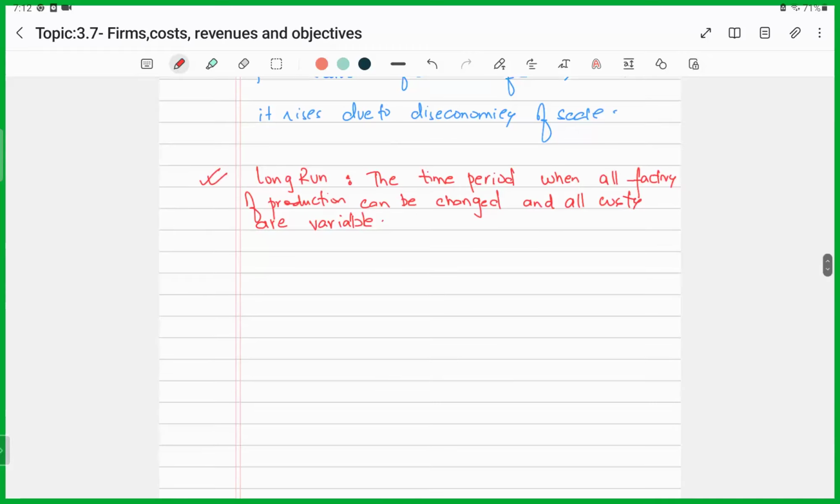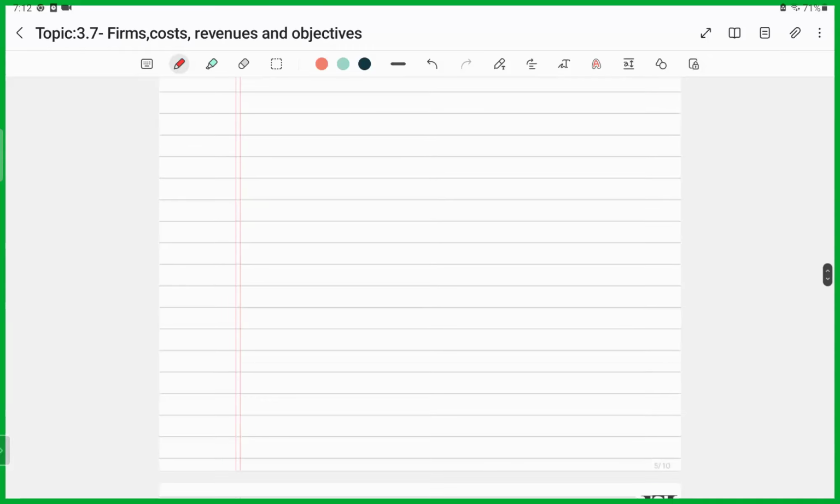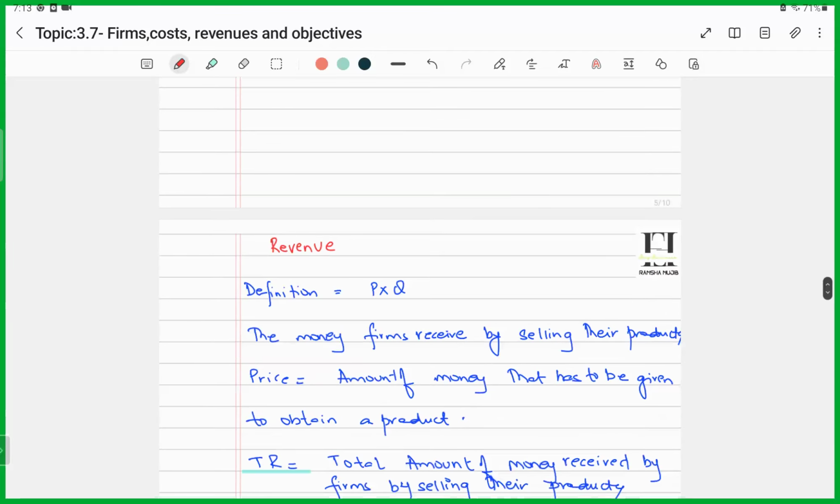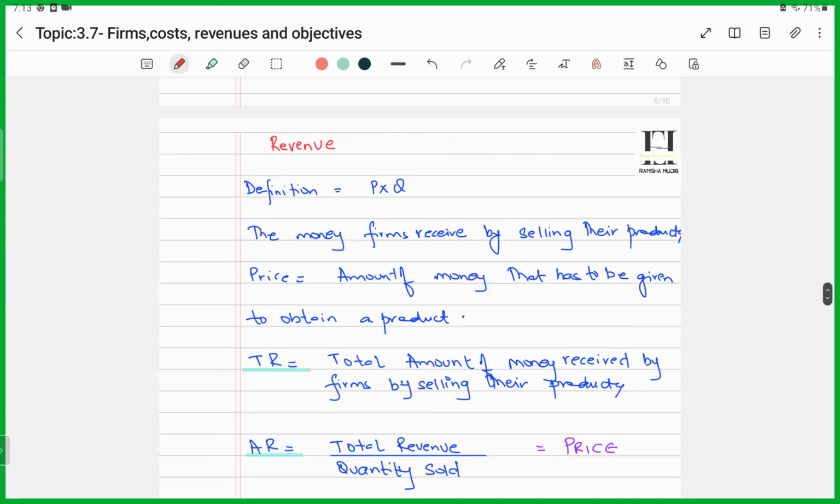Alright, I hope this part of the topic was clear. The next part of this topic is revenue. What is revenue? Price into quantity. This is how we calculate, or by definition, revenue refers to the money firms receive by selling their product. This is also referred as revenue.